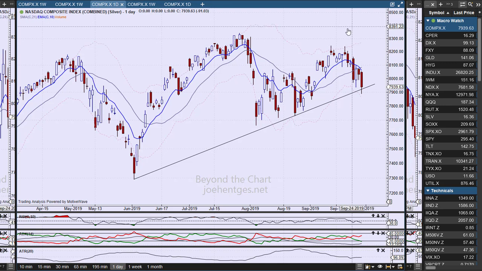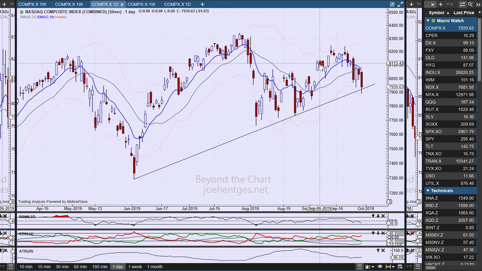If we look back here, we're going to focus on the Nasdaq Composite and the Russell 2000 today. And then I want to look at oil and the high yield bond fund. But if you look at the Nasdaq for a minute, I think it was 3 weeks ago, I put out a video, and the video was called "The Bulls Have the Ball."